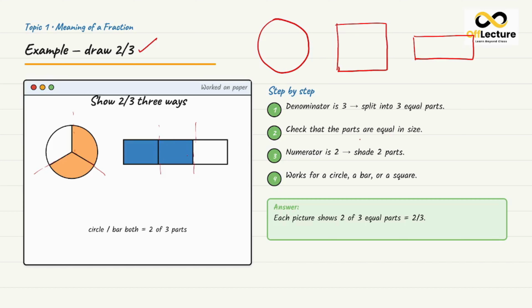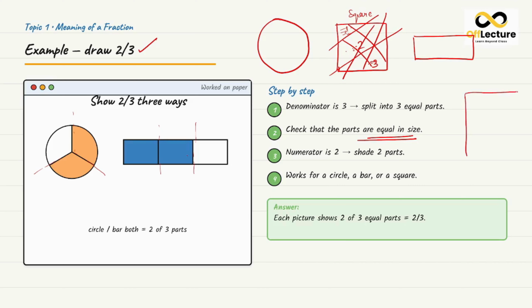Now check that parts are equal in size. We have to check whether the parts are equal in size. For example, if I am taking this square, and if I divide this in this way, this part, this part, and this part, there are 3 parts of it. But are these parts equal to each other? If you see, this part is way smaller than this part, and this part is way smaller than this part. This is first part, this is second part, and this is third part. But are they equal? No. So from this, a fraction cannot be made.